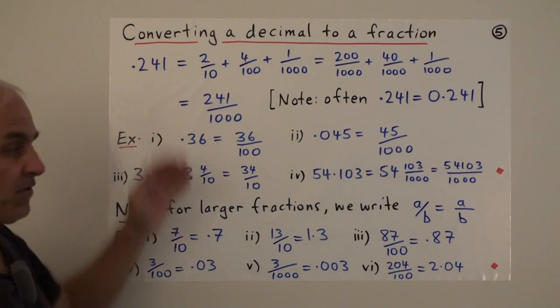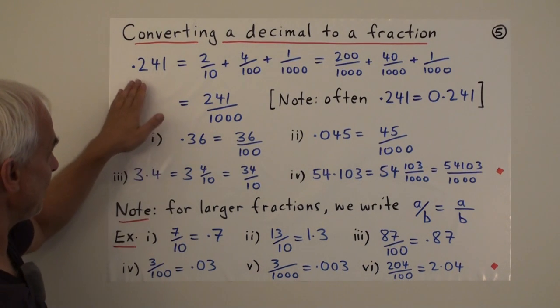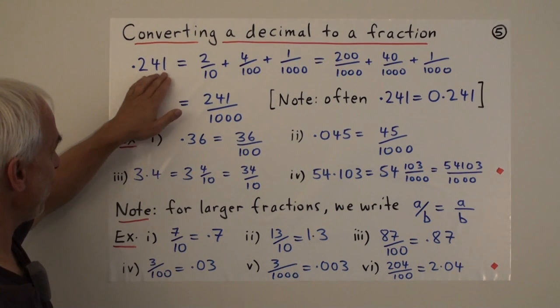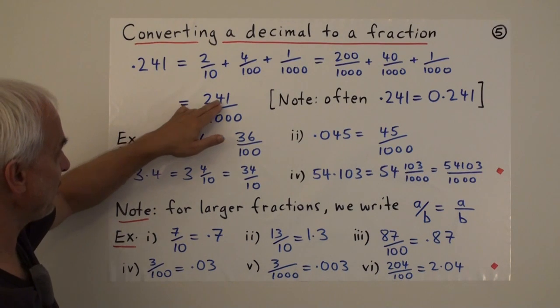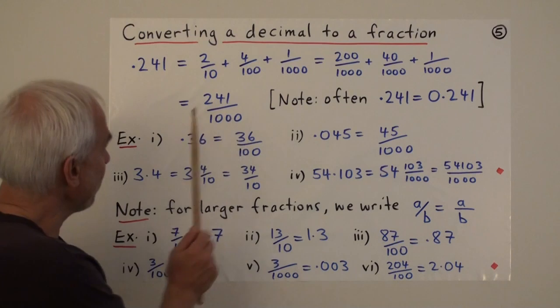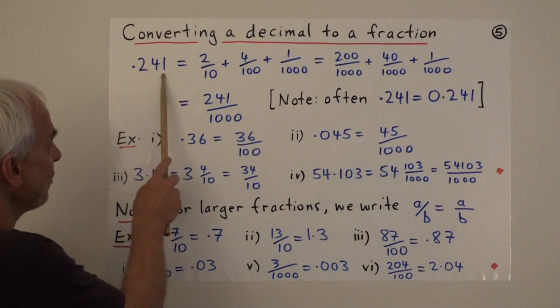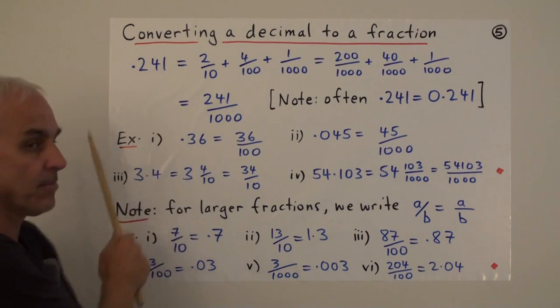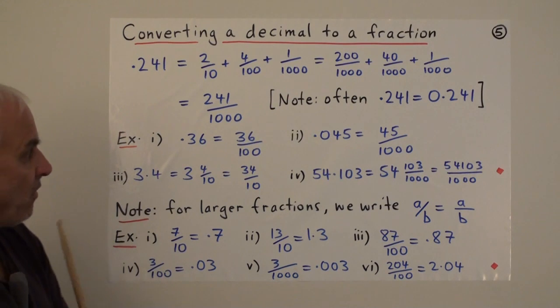So if you do that a few times, you can see that it's actually relatively easy. The 241 that's appearing there is just the numerator 241 from the decimal. And the fact that we're going over 1000 is a reflection of the fact that there are 3 decimals involved here.